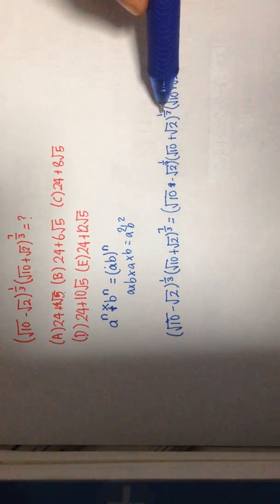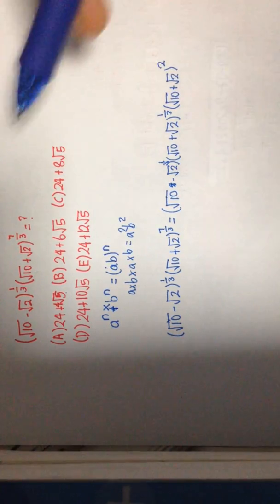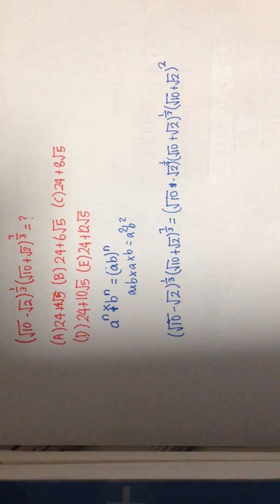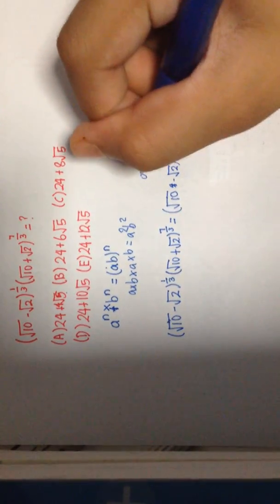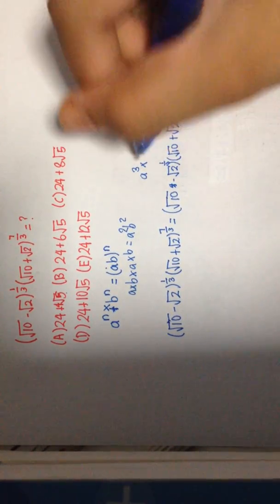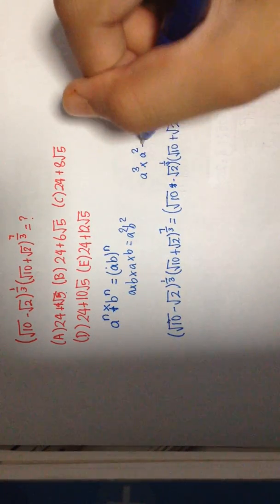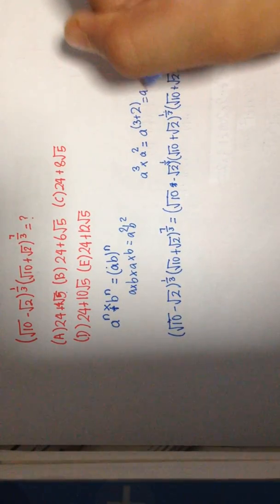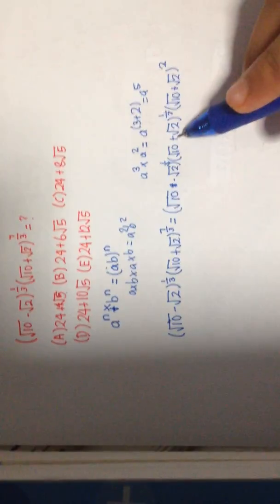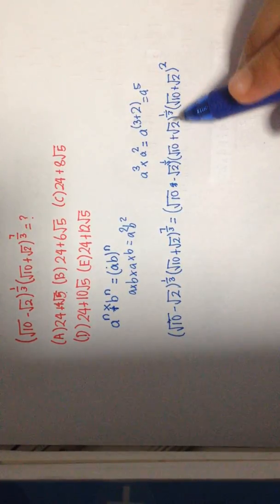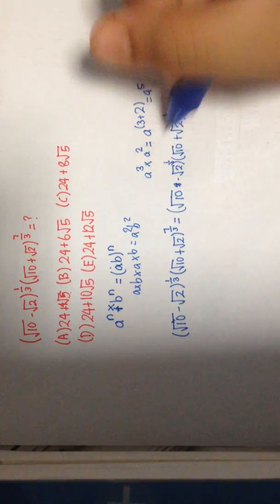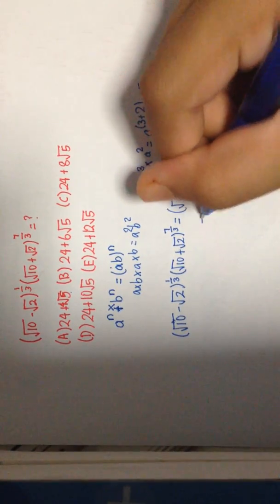Now, 1/3 plus 2 is equal to 7/3. So this is just a to the power of 1/3 and a to the power of 2, and I can easily add the powers together. For example, if I have a to the power of 3 times a to the power of 2, this is equal to a to the power of 3 plus 2, which is a to the power of 5. This is the same thing I'm doing here. So a to the power of 1/3 times a to the power of 2 is equal to a to the power of 1/3 plus 2.